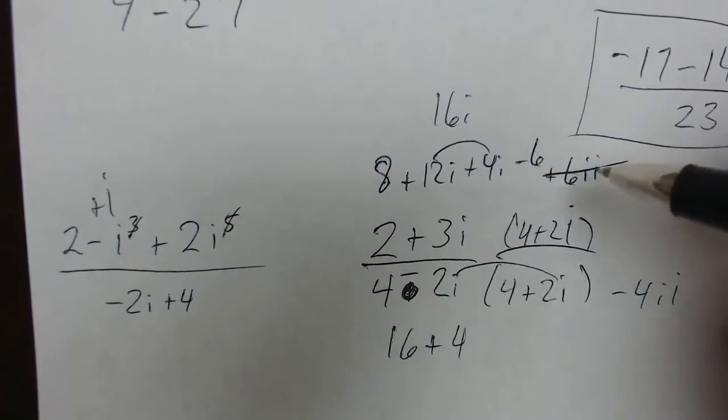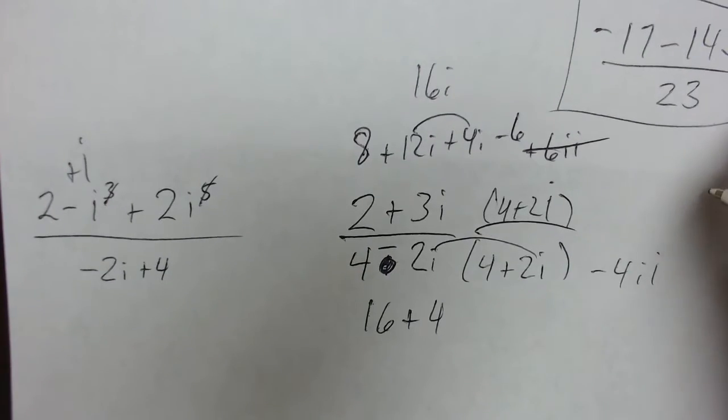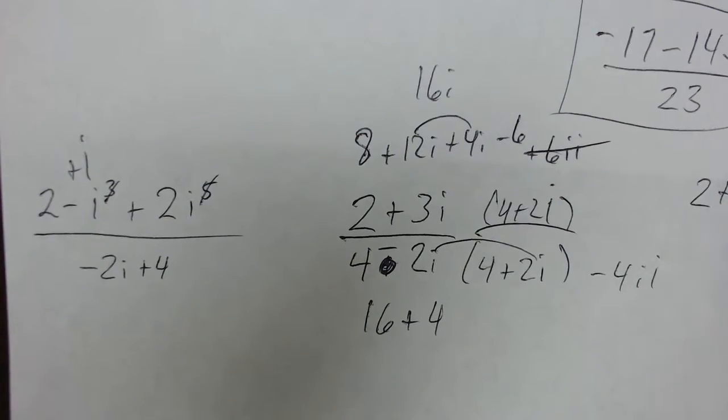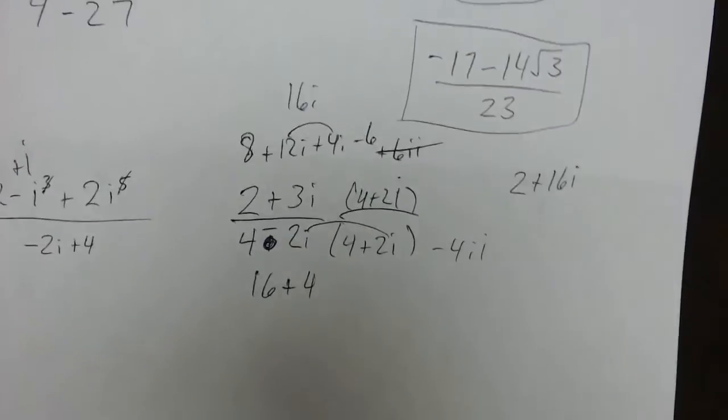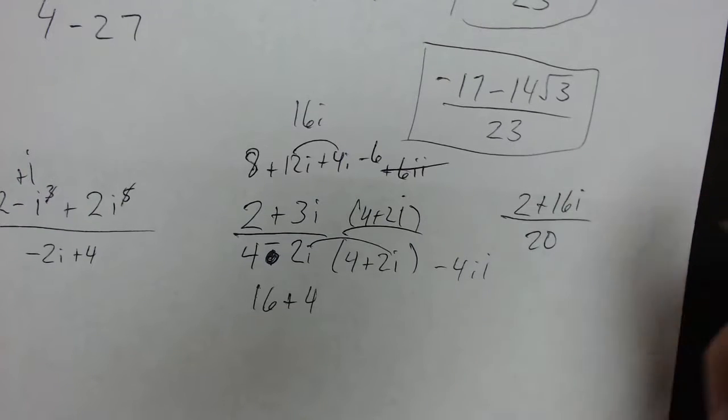So I have 8 minus 6 plus 16i. 8 minus 6 is 2. So I have 2 plus 16i in my numerator over my denominator of 16 plus 4, which is just 20.